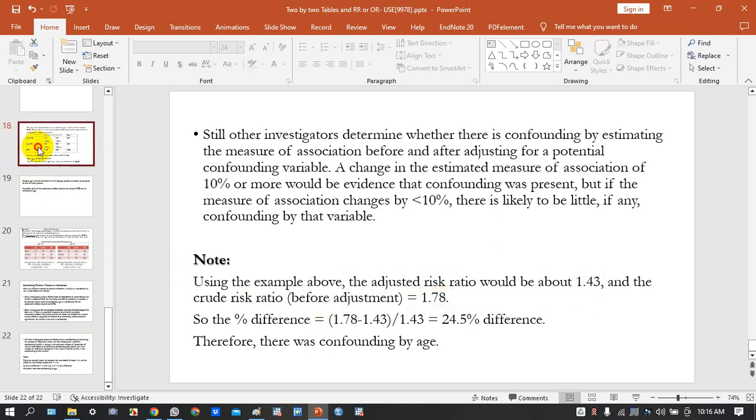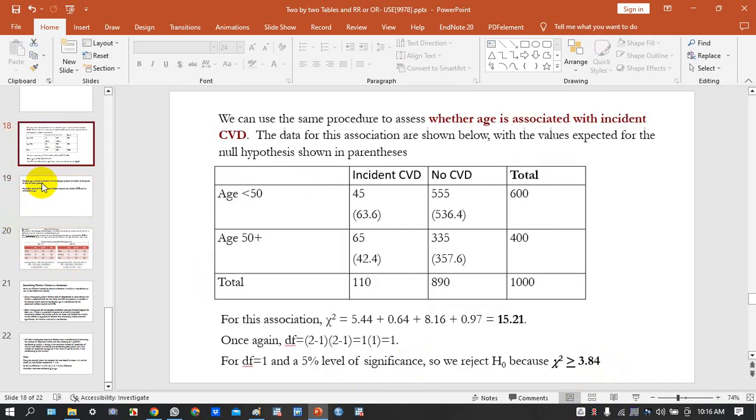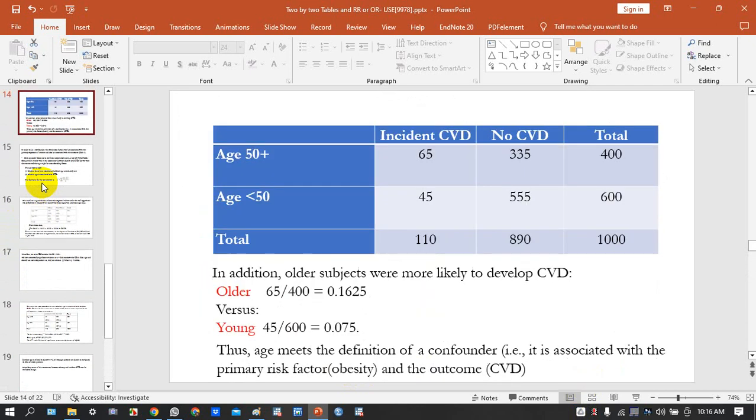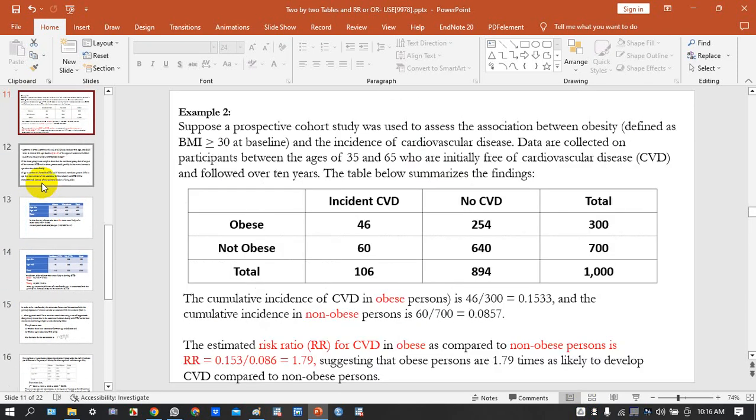So over here, this is the crude. Crude means that you have not adjusted or stratified it. So we stratified our findings based on age, less than 50 and greater than 50. We had 1.43 for those who are less than 50, and the other is almost the same, so we just chose one of these relative risks and computed. But the crude one was what we did for both. We did analysis for both less than 50 and greater than 50, and the crude one we had was 1.79.